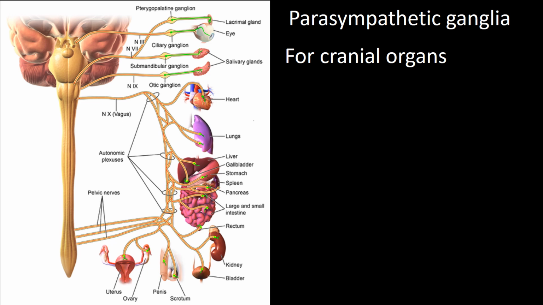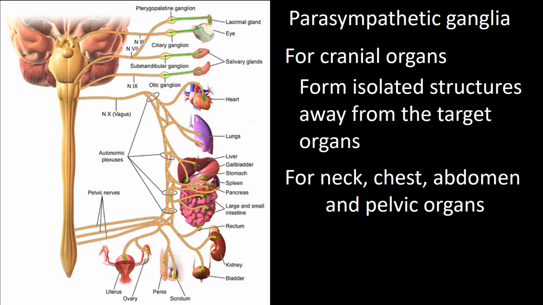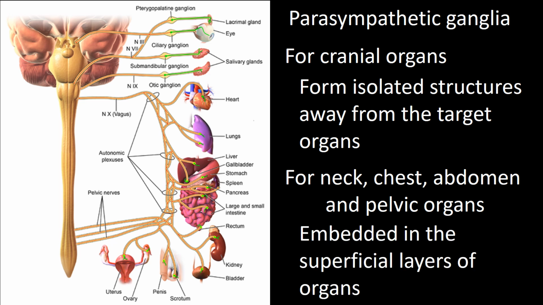Notice that for cranial organs, the parasympathetic ganglia form isolated structures away from but rather close to their target organs. These isolated structures are the pterygopalatine, ciliary, submandibular, and otic ganglia, whereas for the neck, chest, abdomen, and pelvic organs, the parasympathetic ganglia are adjacent or embedded in the superficial layer of the intended organs. It is worth mentioning that the pelvic nerves are often referred to as the pelvic splanchnic nerves. The use of a splanchnic nerve for parasympathetic axons breaks a rule which we will divulge in a few minutes.